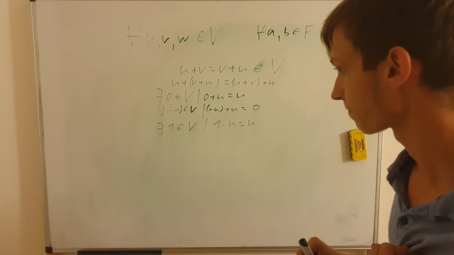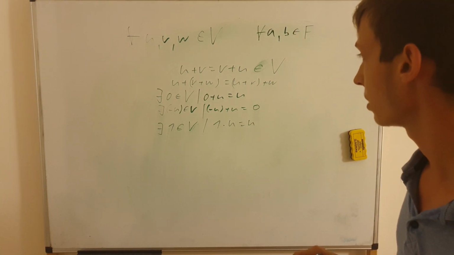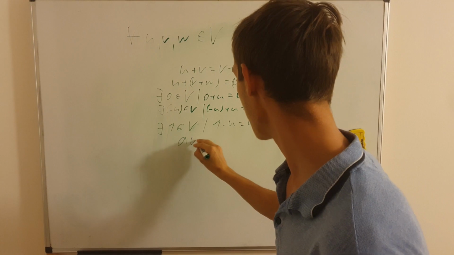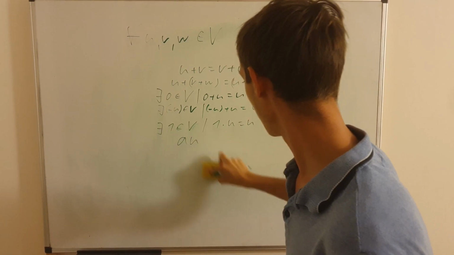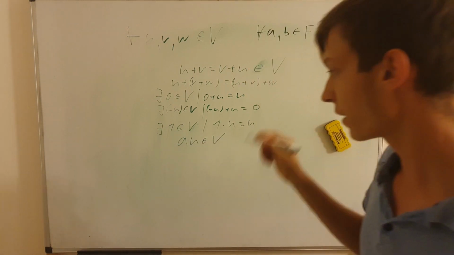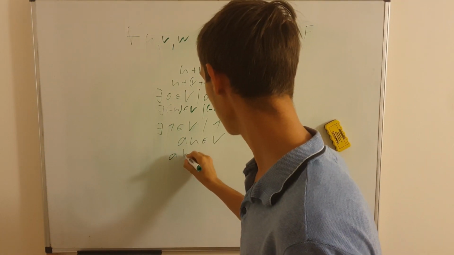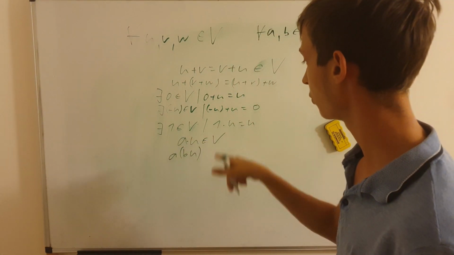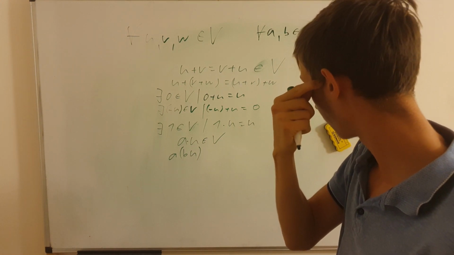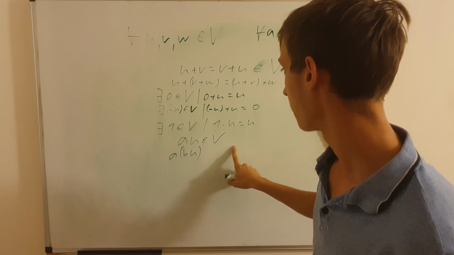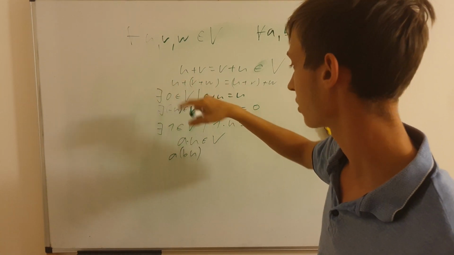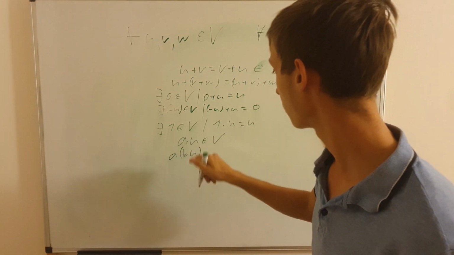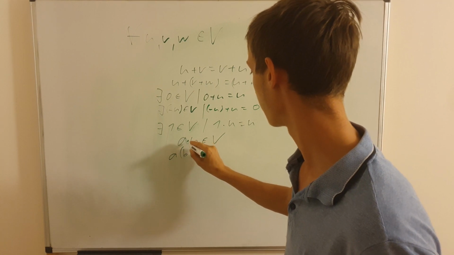Also, there is scalar multiplication closure. That means that for some scalar A from F, AU will belong to V. If you multiply by scalars, that will still belong to V. But perhaps multiplying the vectors by each other does not necessarily guarantee that it will belong to V. So this is a requirement, multiplication by a scalar, that has to be emphasized.